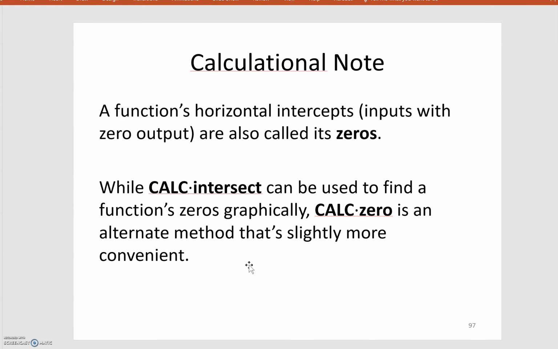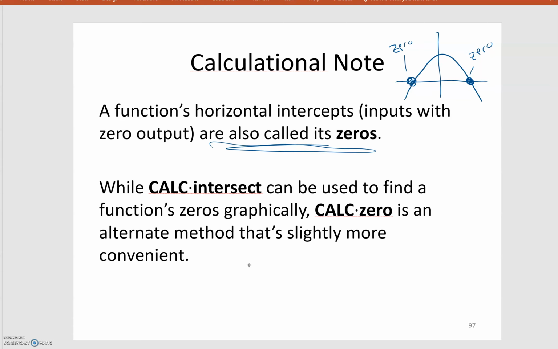Okay, so we just learned about this calc zero method, and we talked a little bit about zeros, but just to sum that up, a function's horizontal intercepts are called its zeros. So, for example, let's look at this. That's a zero. That's a zero. This is not a zero right here. Okay? So this function that I've drawn up here has two zeros.